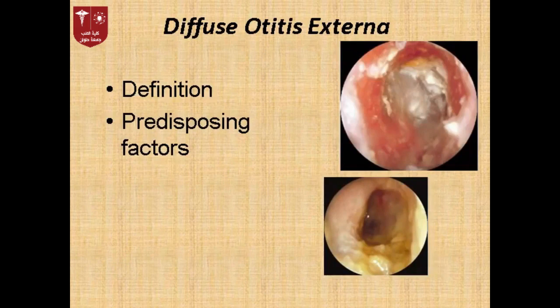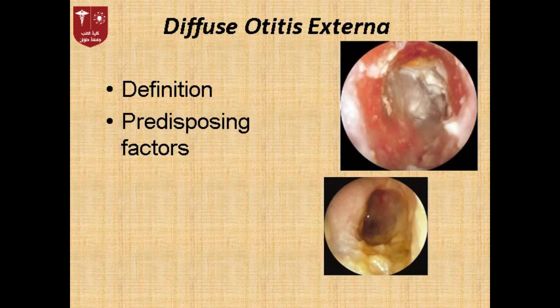How do we define diffuse otitis externa? This is diffuse inflammation in the skin lining of the external auditory canal. What are the predisposing factors to diffuse otitis externa? Same as those of furunculosis, both are bacterial infections. Just one is localized and the other is diffuse, but they have the same predisposing factors as we said before.